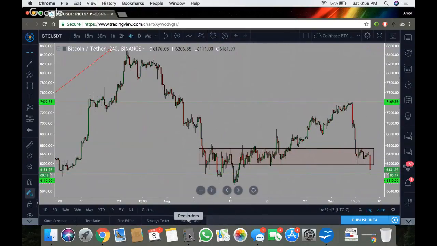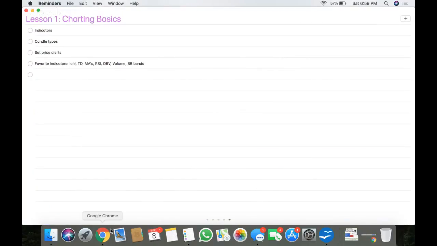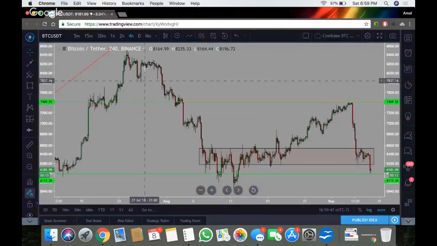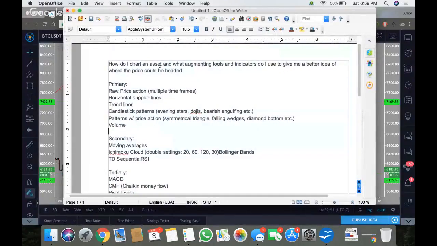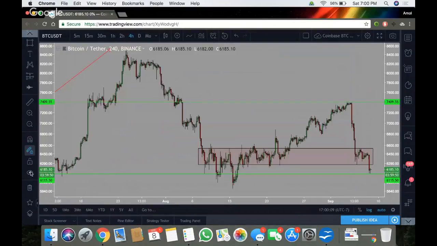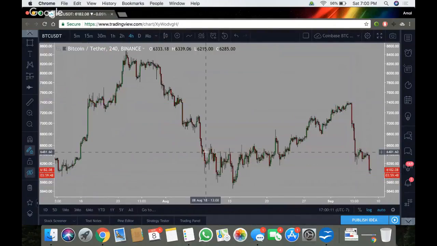So yeah, all right. So indicators are the next topic. So some of my favorite indicators, so I have this sheet right here, right? Basically, I wrote this down for you guys. How do I chart an asset and what augmenting tools and indicators do I use to give me a better idea of where the price could be headed, whether it's up or down, okay? Primarily, I use raw price action as I showed you guys. So if I just hide everything on this chart, you hit this I right here, hide all drawing tools.